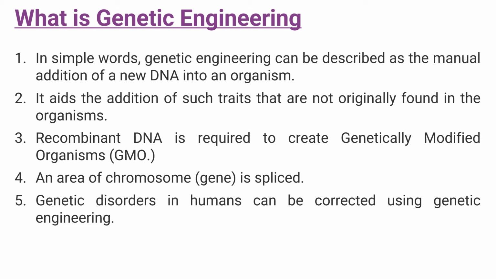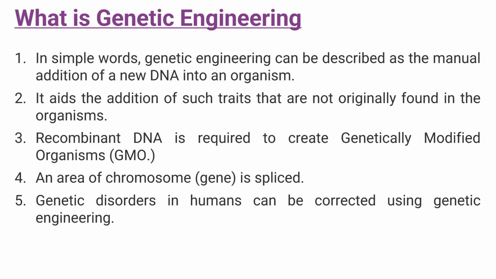An area of chromosome or gene is spliced. So in the chromosome, whatever gene we require, the desired trait gene is isolated and cut, spliced from the chromosome region, and is then pasted onto a vector.